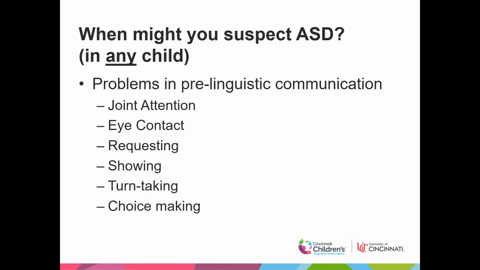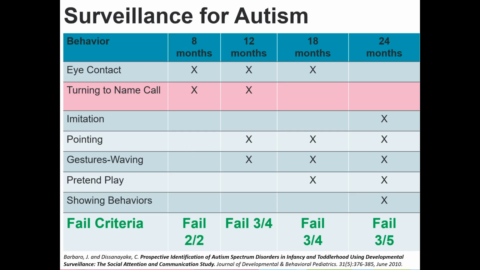This is just items from the MChat or the modified MChat. Forget what that all stands for. Basically, it's an autism screening tool that we use in hearing kids. And the reason I like this slide is because these are the areas where if you're not doing it by a certain age, you're actually going to fail the MChat. And you can have problems in the MChat because of language impairment too. So it's not necessarily, it's a screening tool. We don't know they have autism.